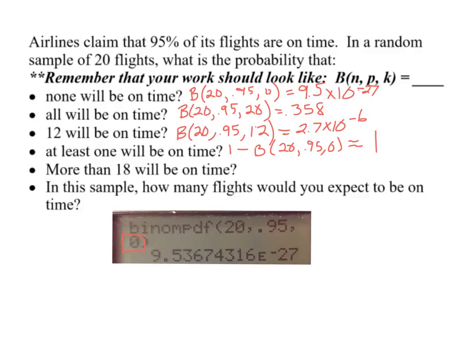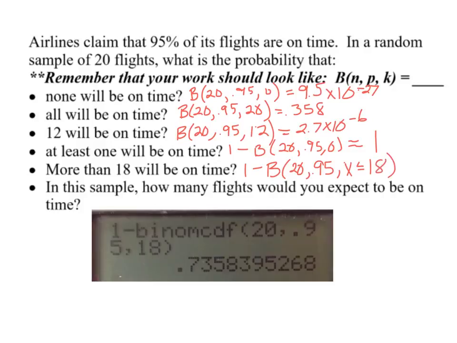Okay? More than 18. For this one, you have a couple of choices. You could use binom PDF, figure out the probability of 19, the probability of 20, and add those together. Or we could use complements. We could do 1 minus binomial setting 20, 0.95, and we could do the x is less than or equal to 18, and we could use the CDF function on our calculator. So here I've done that. You can see CDF. So that's a cumulative distribution function. This takes all the probabilities from 0 up to the number you put here, 18, and adds them all together. So it's actually a very high probability that either 19 or 20 flights will be on time.